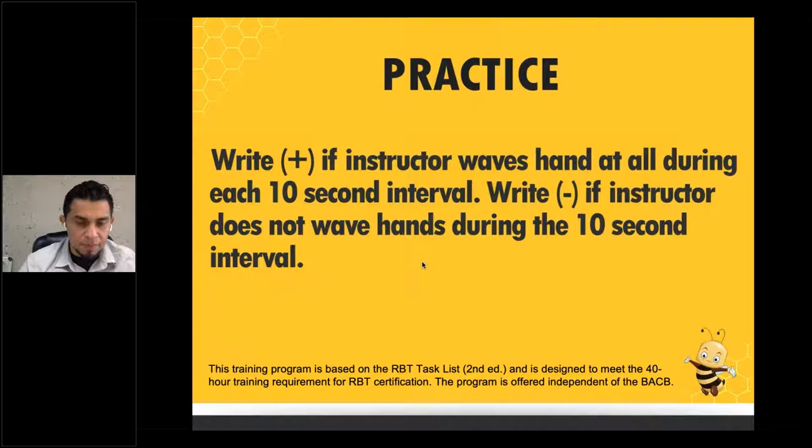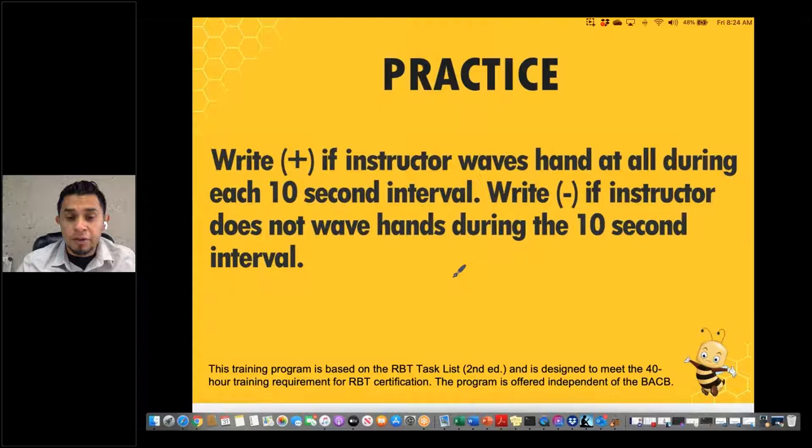So if you have something where it says that you saw two, there were actually four trials, so there were four opportunities. I actually waved my hand in two of those 10-second samples. So in this case, I waved my hands 50% of the time during those particular time samples. Okay, hope that makes sense.